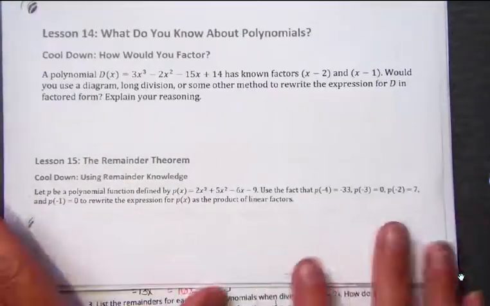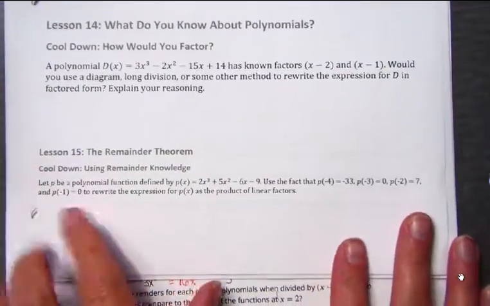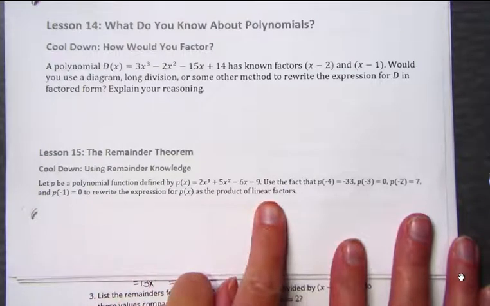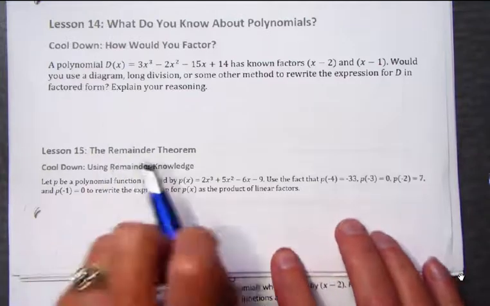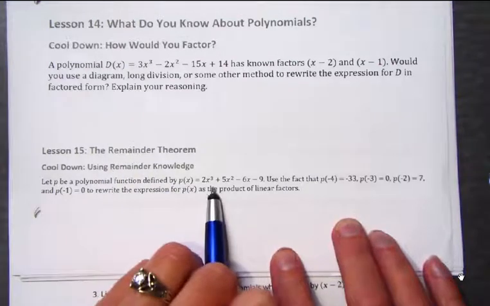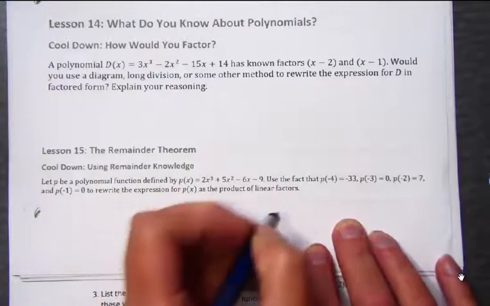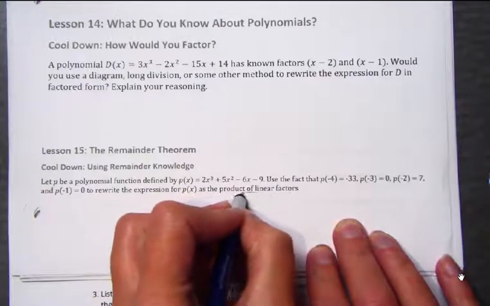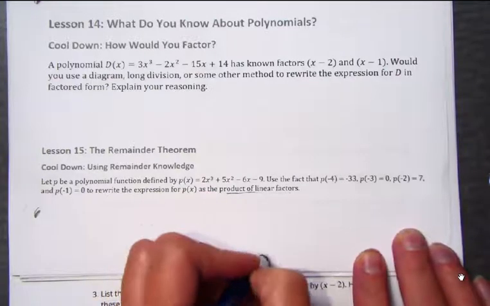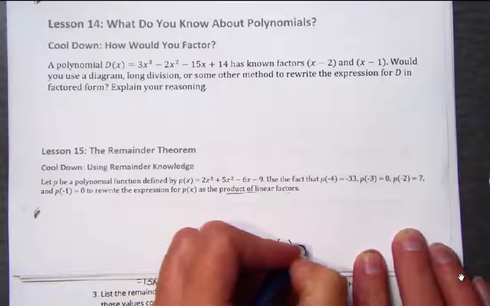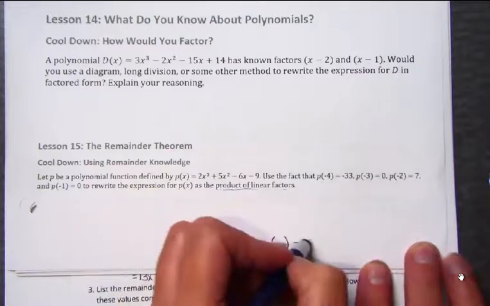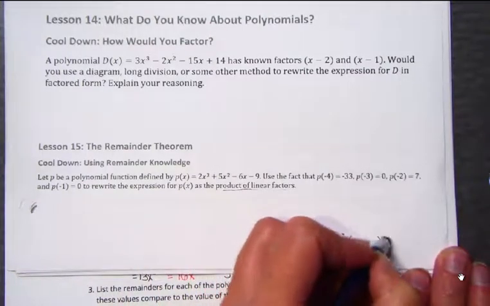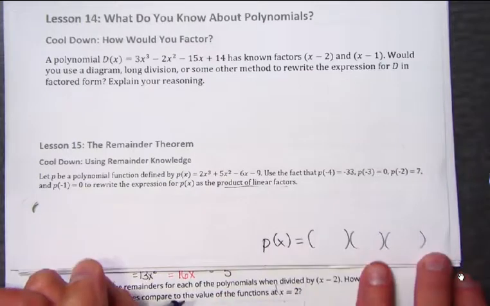Now I want to go that extra mile and look at the lesson 15 cool down. So if you have a cool down packet and you've got this one, it asks us in kind of an interesting way some information. We have a polynomial function. It's a third degree polynomial. And ultimately my task is to write it as a product of linear factors. Okay, p of x. Here's my task and how I know when I'll be done. I have a third degree polynomial. I need 3 linear factors.